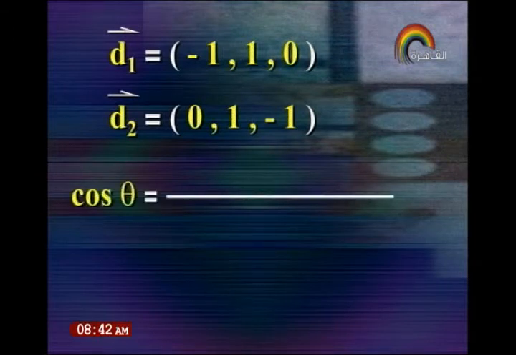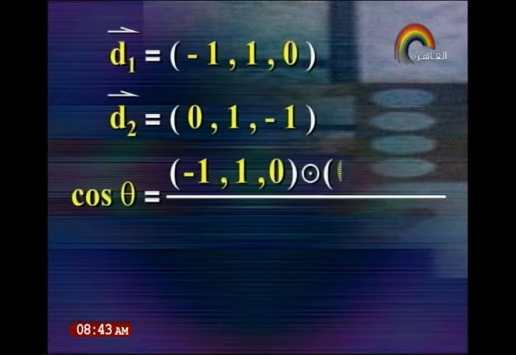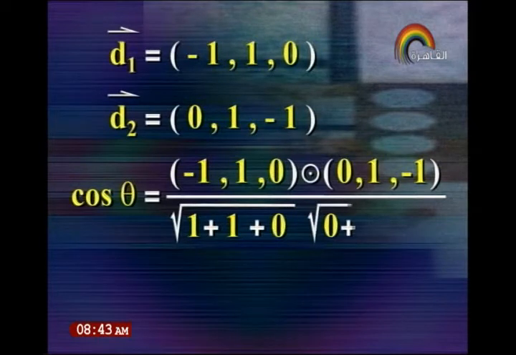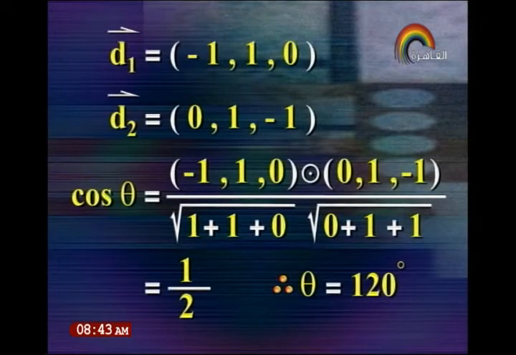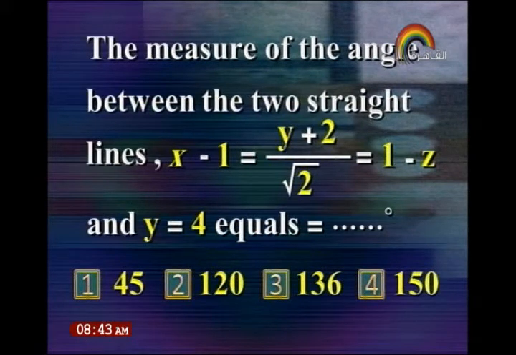The direction vectors are d1 = (-1, 1, 0) and d2 = (0, 1, -1). We find cosine theta using the dot product of (-1, 1, 0) and (0, 1, -1) over the square root of the first times the square root of the second, which equals 1 over 2, a half. Cosine theta equals a half, so what do you mean, theta equals 60? Then the angle is 60 or 120. Then the multiple choice answer is 120.